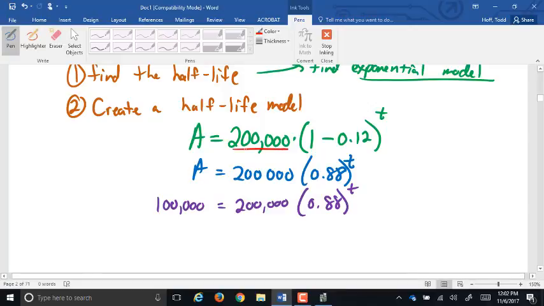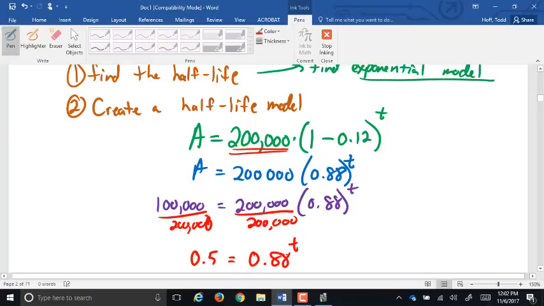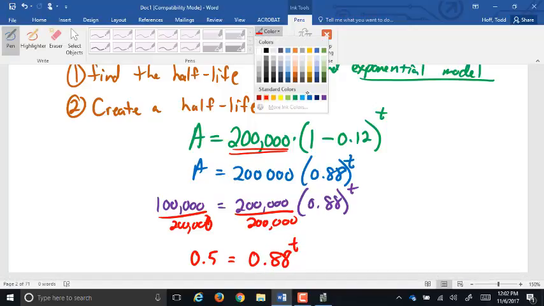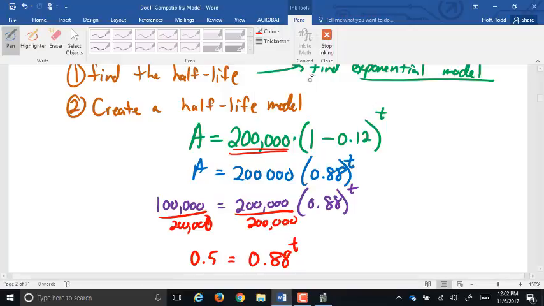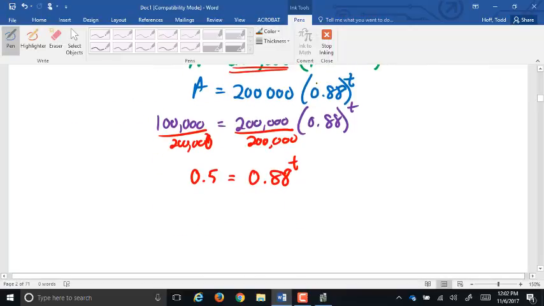Now I gave you this $200,000 starting balance. Did we really need a starting balance to find a half-life? You can just always put in 0.5 for the amount, exactly. Because when we divide here, this is going to be 0.5 equals 0.88 to the power of t. When you're talking about half-life, yes, the half-life does not depend on the starting amount.